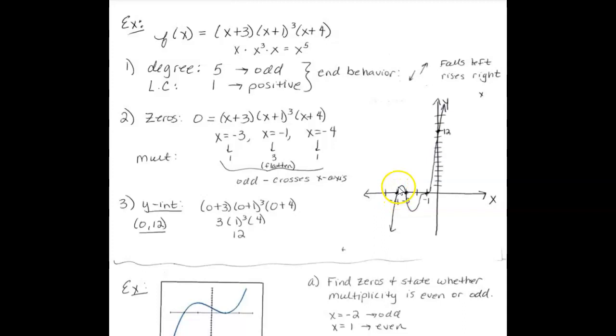I cross. I got to quickly turn around and cross again at -3. And then come back here and notice how it kind of flattened out before it crossed at the -1 because it had a 3 as the multiplicity there. But it still crossed, and then I continue upward to make sure I cross my y-axis where I'm supposed to at 12, and then I just continue to move upward because I have to end up high. And that's it.